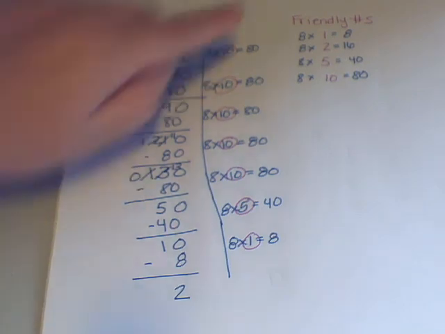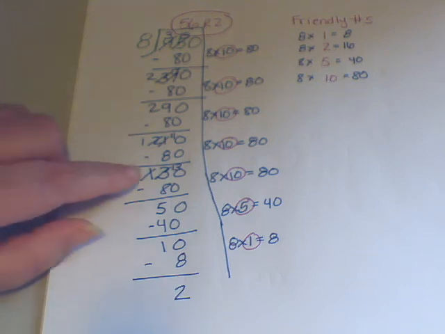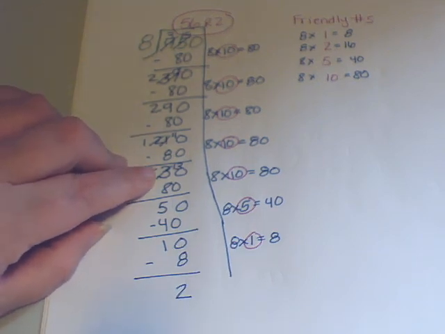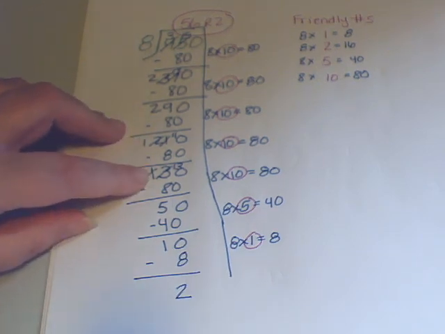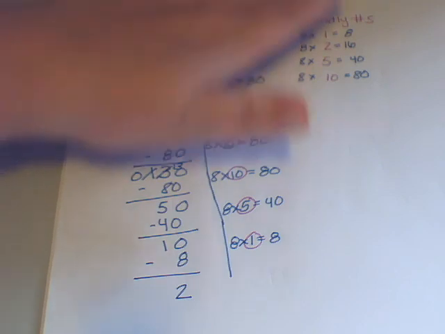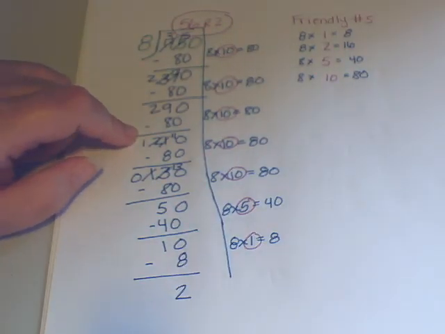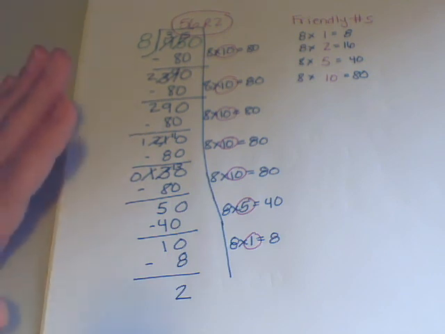So I used my friendly numbers to help me figure out the answer to this division problem. And now you saw I almost made a mistake here. I thought my answer was 30. I didn't realize that I had another 100 to bring down. So it is so important to double check your work. It would be a shame for you to have done all this work and then make a subtraction error. So it is so very important for you to check your work.